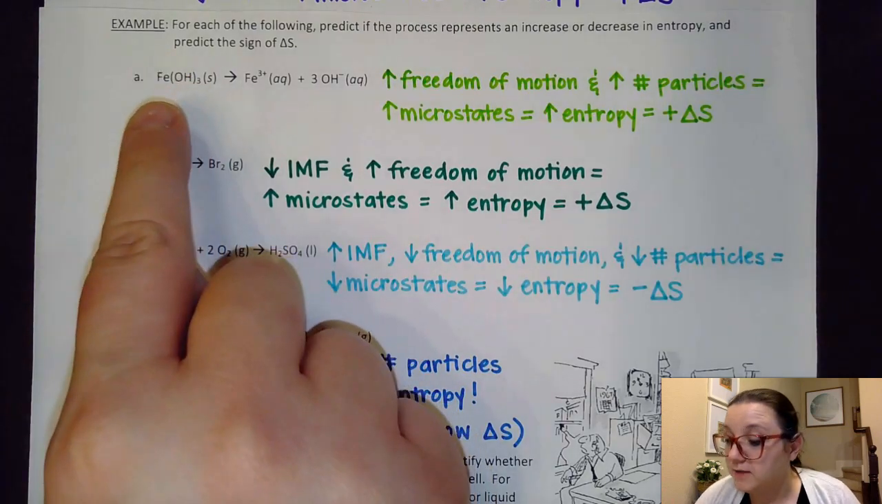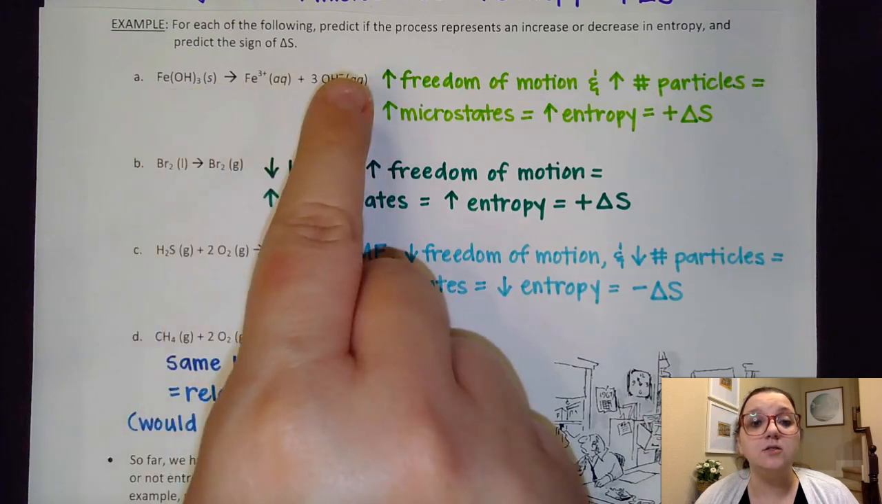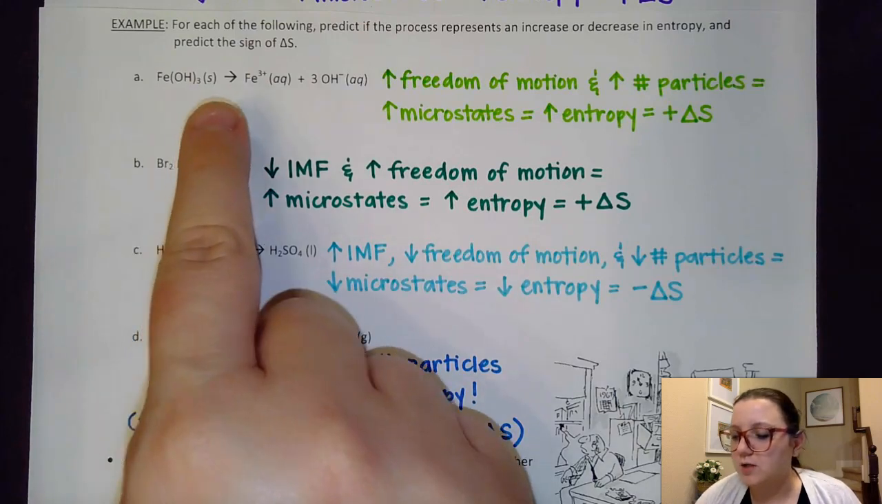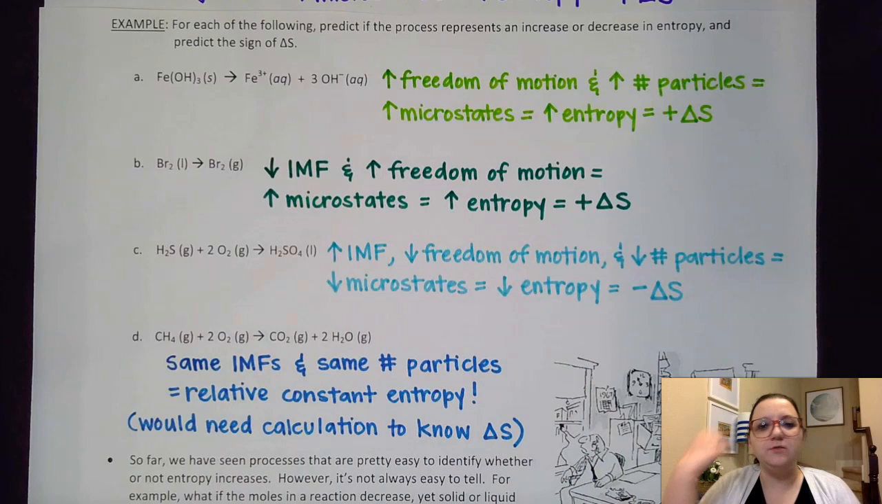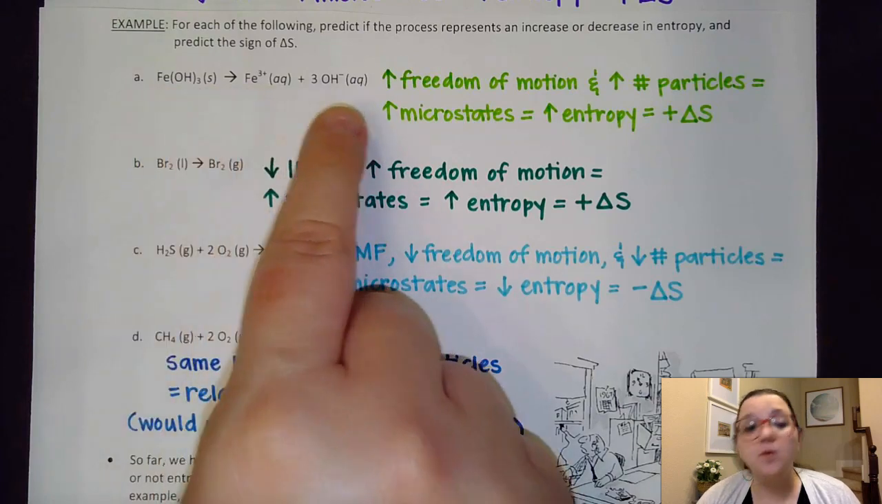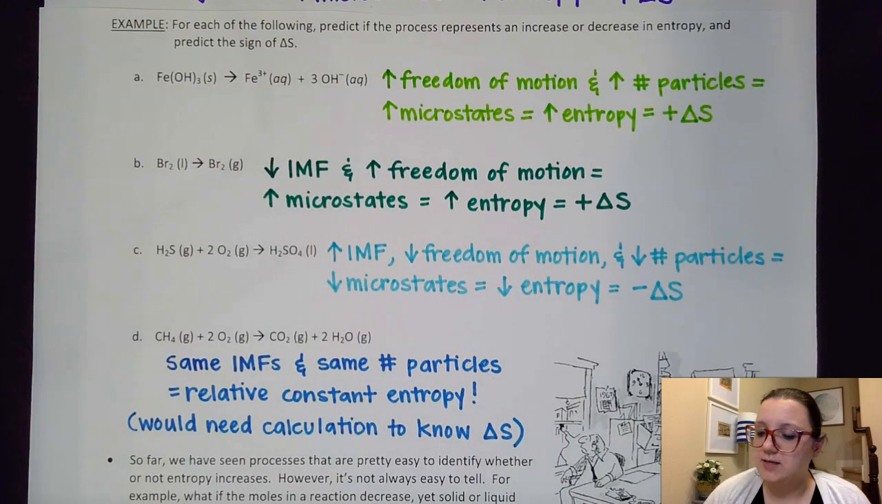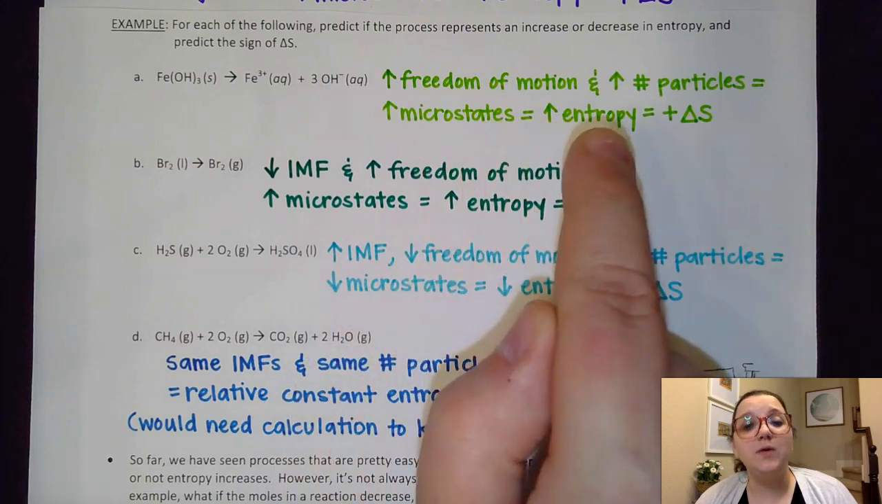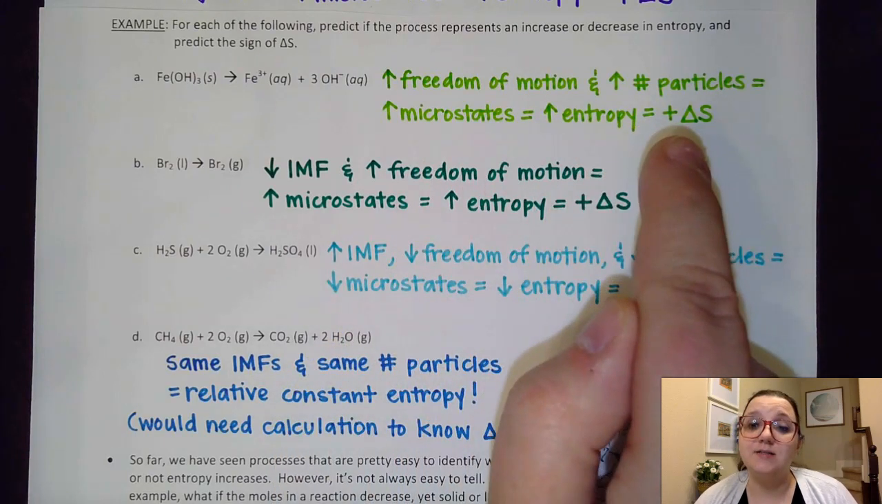So on this first example, we have a solid that is dissolving into aqueous ions. And I noticed two things happen here. First off, I'm going from a solid to aqueous here. So that means I'm going to have increased freedom of motion in those aqueous particles. But also I have an increase in the number of overall particles. I'm going from 1 particle on the reactant side to 4 particles on the product side. Also, as a hint, this is showing a dissolving process. And as we just said with the dissolving process, I should see an increased number of microstates, an increased number of arrangements overall.